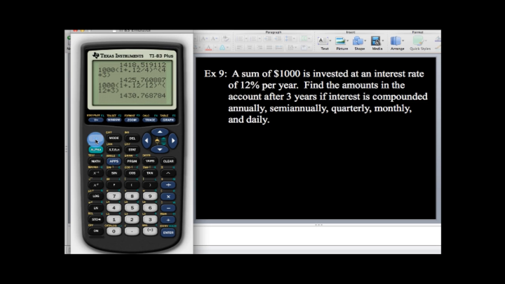And then the last one is daily. And again, second enter, and we're going to go in here. And daily, there's 365 days, so 3, 6. Second delete so that we can insert that 5. Same thing down here on the bottom, 3, 6. We need to insert the 5. And when we hit enter there, we see $1,433.24.